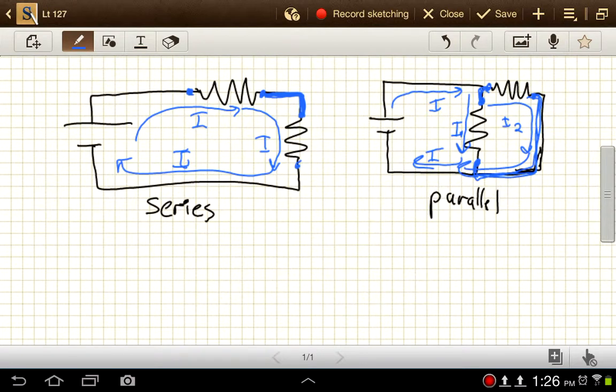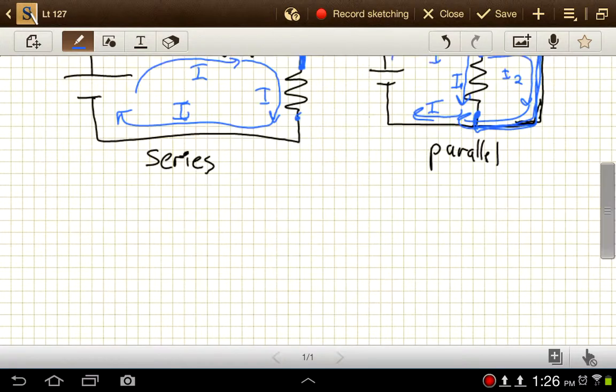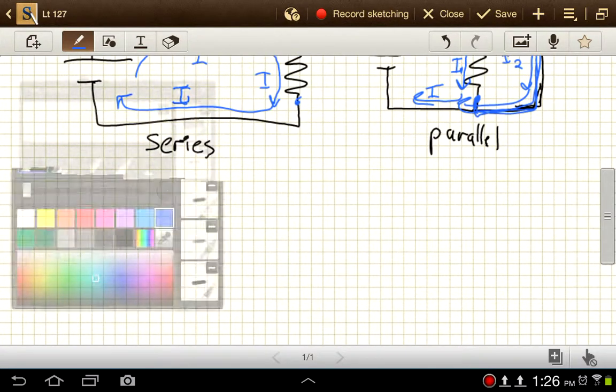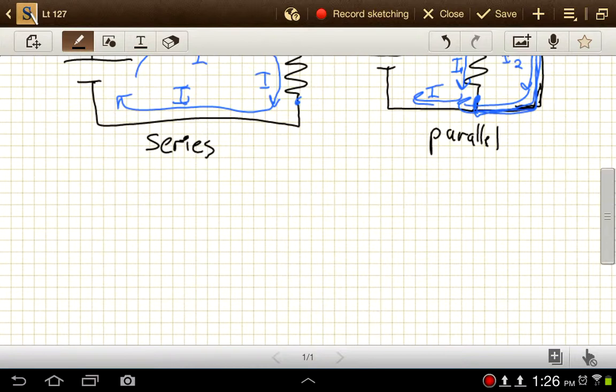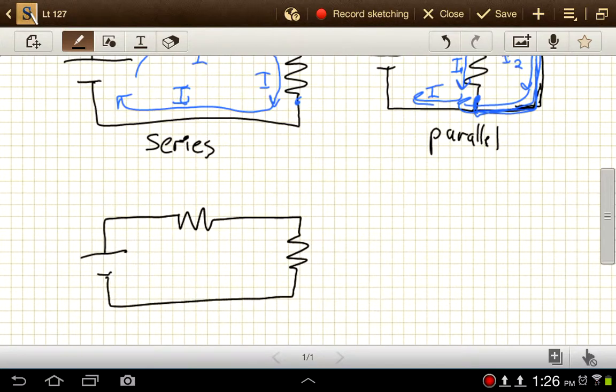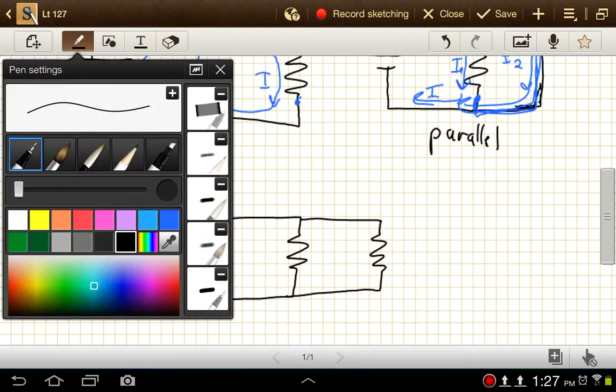We could go more complex than this. Let's say we have a circuit that looks like this. So which is this? Is this series or is this parallel? Well, it turns out that this is both. It has parts of it that are series and parts of it that are parallel. So we have some current that comes out this direction. It goes through this resistor.